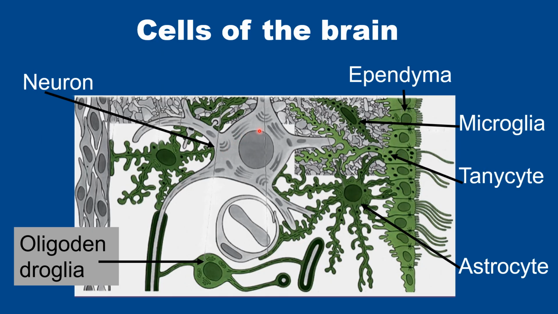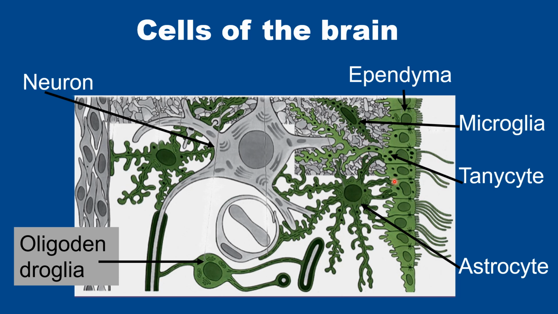The cerebral cortex contains neurons and supporting cells. The supporting cells are the glia, ependyma, and the endothelium of the blood vessels. The glia are of three types: the astrocyte, oligodendrocyte, and the microglia.